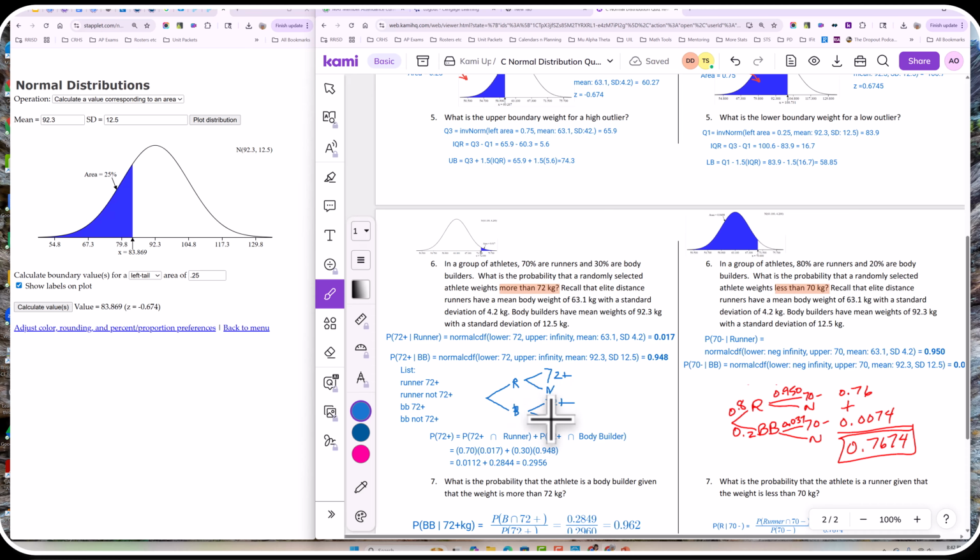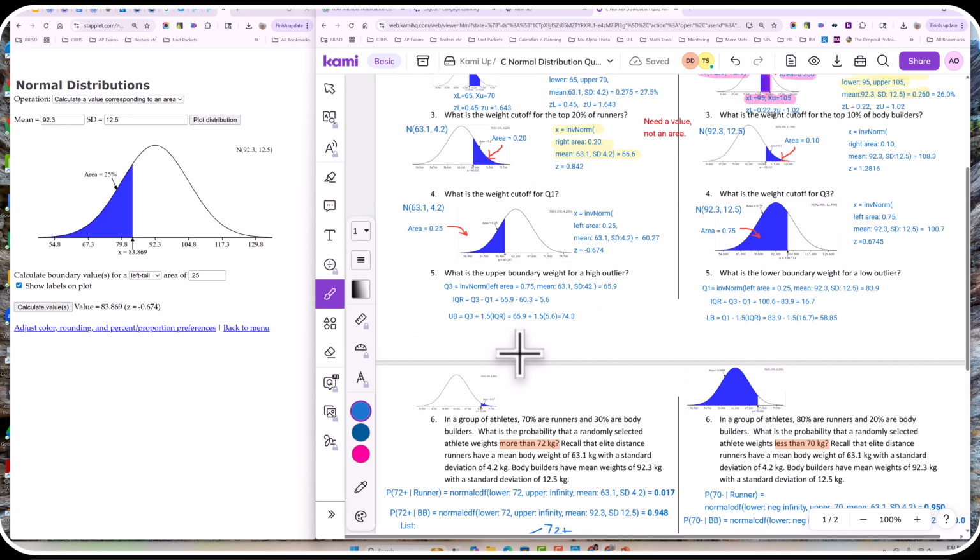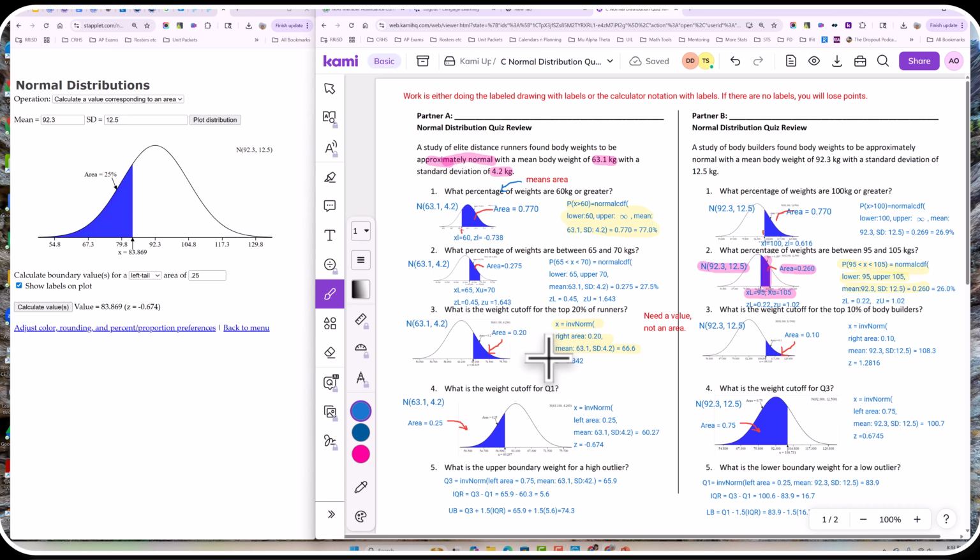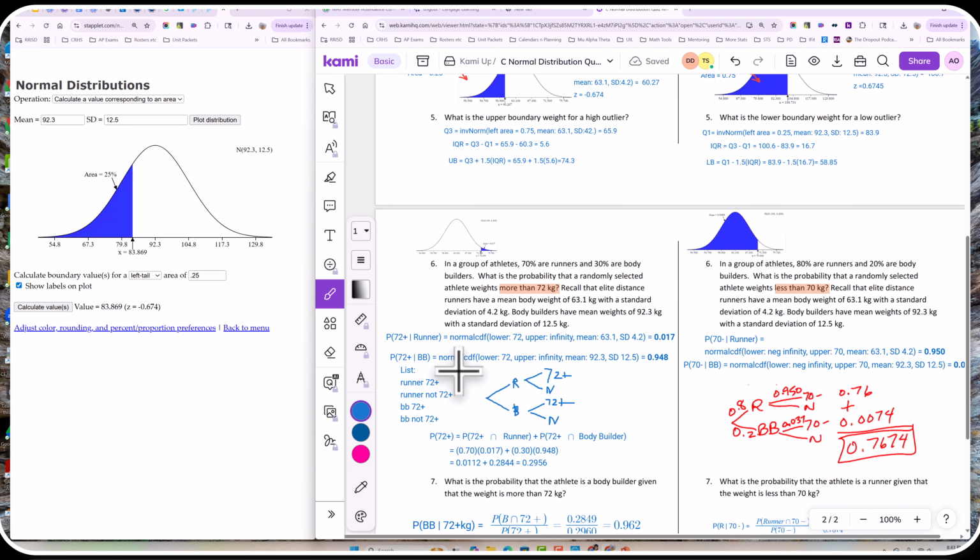All right. So remember, a tree is just a list builder. It is nice because you can organize it and put the numbers in there. Now, what do I have going here? Well, I'm trying to find the probability a randomly selected athlete weighs more than 72 kilograms. That depends if they're a runner or a bodybuilder. So for the runner, we had different weights here, so we have to calculate both of these.